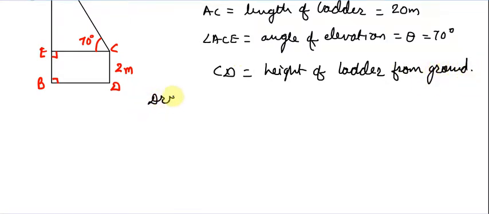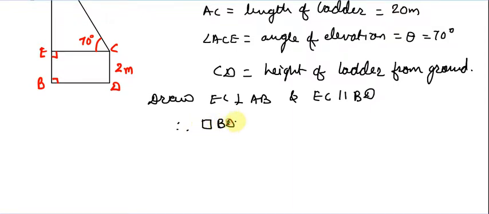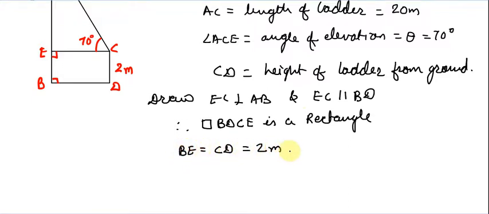Draw EC perpendicular to AB and EC parallel to BD. Therefore, quadrilateral BDCE is a rectangle. Hence, BE equal to CD equal to 2 meters and EC equal to BD.